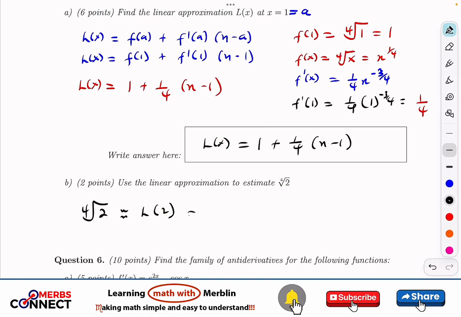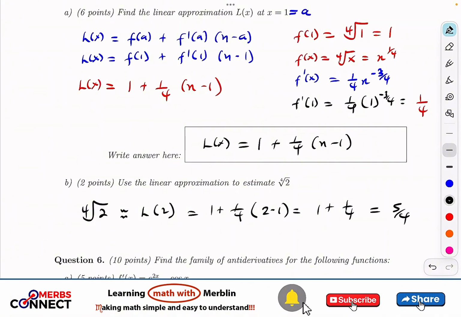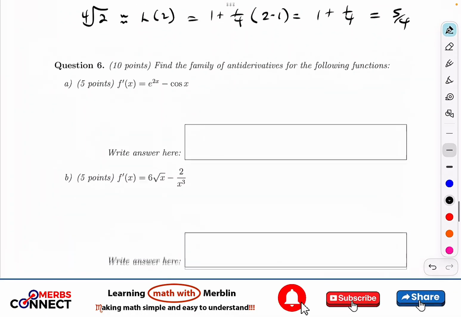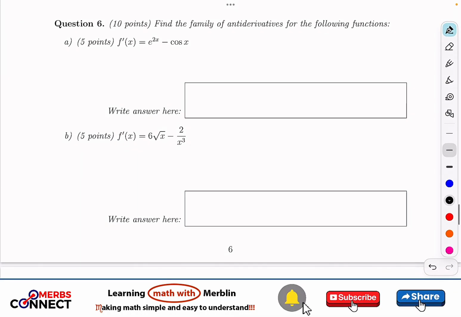So this is going to be 1 plus 1 over 4, 2 minus 1, and this is 1 plus 1 over 4, and 1 is the same as 4 over 4. This is going to give us 5 over 4. So that will be our linear approximation there. We are almost done. Now let's look at the antiderivative of these functions.